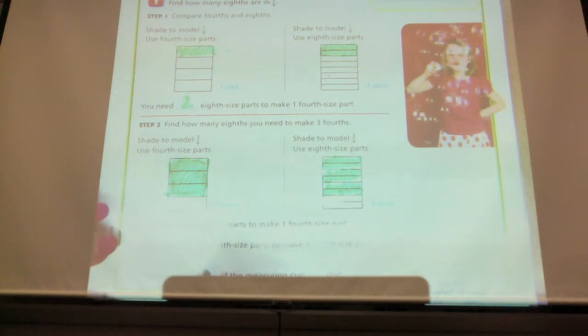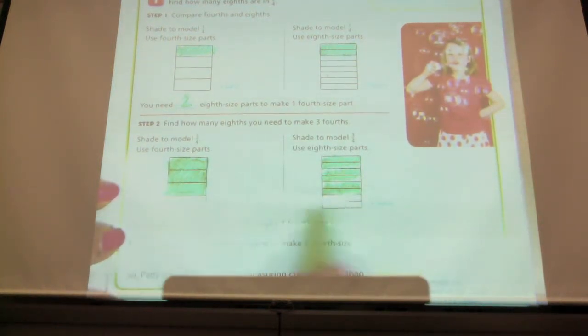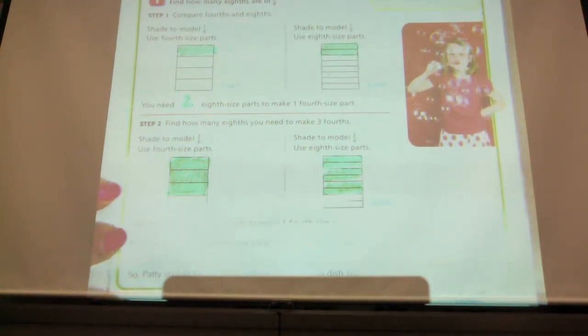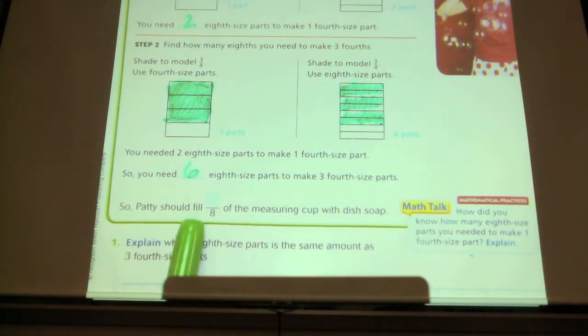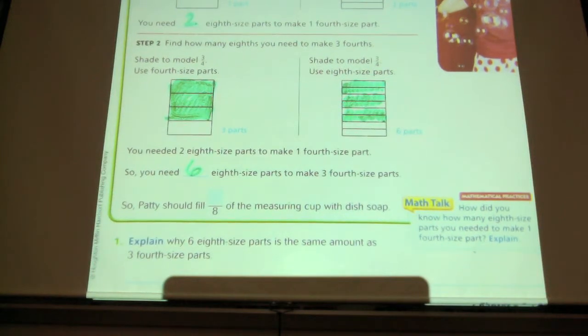So how many 8-size pieces did I need to make the 3/4? And how many of these pieces did I need to make these? 6. So Patty should fill how many 8ths of the measuring cup with dish soap? I want you to think about what's being asked before you answer. So Patty should fill how many 8ths of the measuring cup with dish soap to equal the 3/4 that she needs to make? Raise your quiet hand when you figure that out.